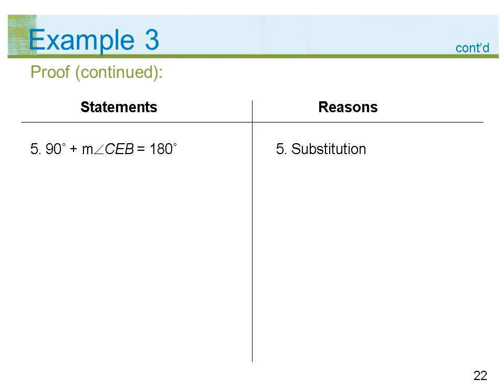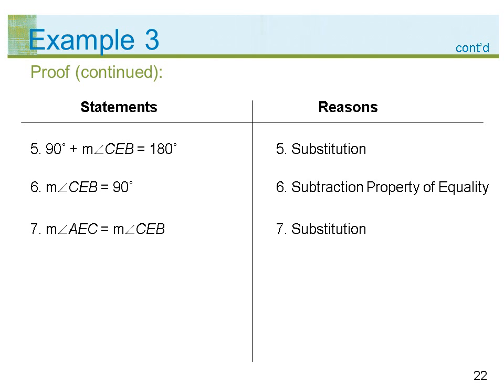Number 5. 90 degrees plus the measure of angle CEB equals 180 degrees. Reason: Substitution. Number 6. The measure of angle CEB equals 90 degrees. Reason: Subtraction property of equality. Number 7. The measure of angle AEC equals the measure of angle CEB. Reason: Substitution.